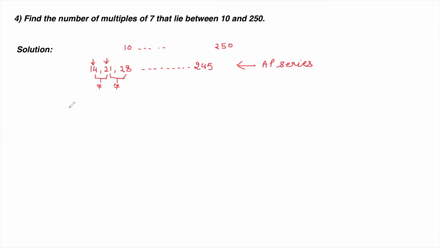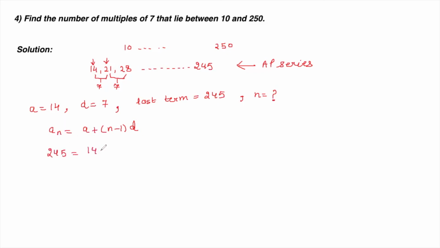Now if this series is an AP series, we have the first term as 14 and the common difference as 7. Also, we have the last term of the series as 245. What we need to do is find the number of terms, that is, find n. We have the formula an = a + (n - 1)d. Can I input an as 245, because I have the value of the last term as 245? So 245 = 14 + (n - 1) × 7.